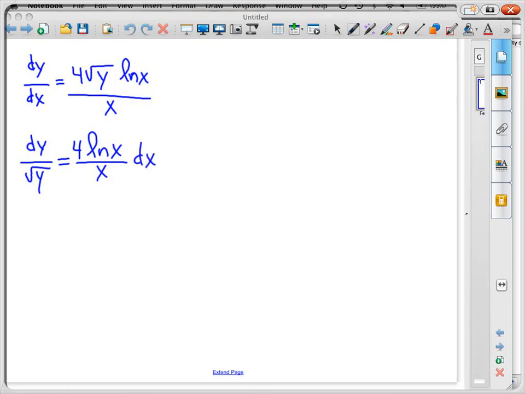Now, the left side and the right side are now separated into their variables, and so this is what I want to integrate. And so I want to think of the left side as y to the negative 1/2 power. Okay? So maybe I'll just write that out just so we see exactly what's going on here. So this is really y to the negative 1/2 power dy. And over here, I'm going to pull the 4 out, and I've just really got ln of x over x dx.